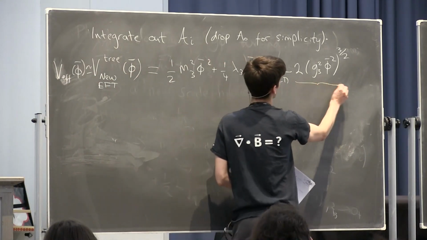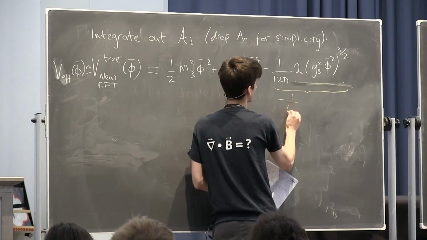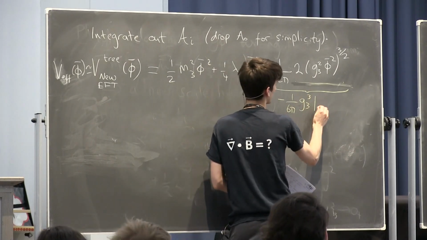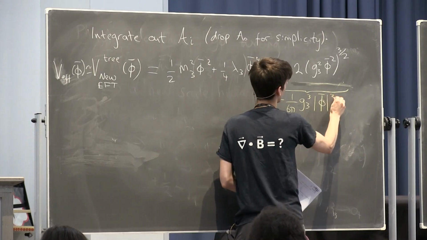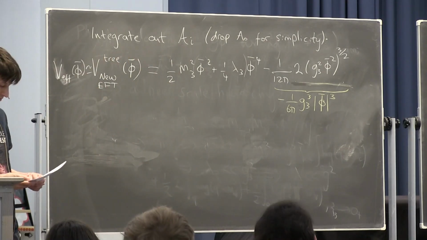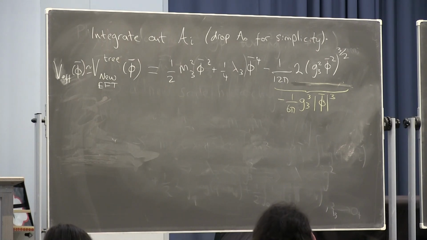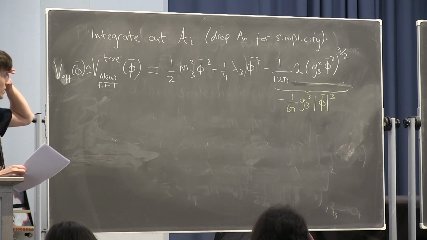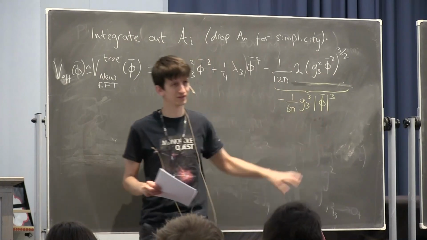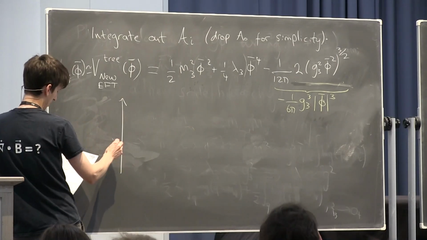And this we can write as, let's write the whole thing. It's minus 1 over 6 pi times g3 cubed, this is always positive, times the modulus of phi bar cubed. And we just have three terms here: phi squared, phi to the 4, and minus modulus of phi cubed. And our potential looks rather different from how it did before, around the critical temperature.